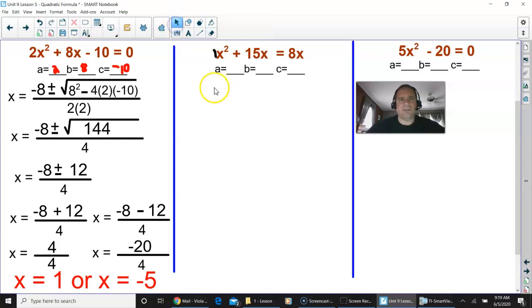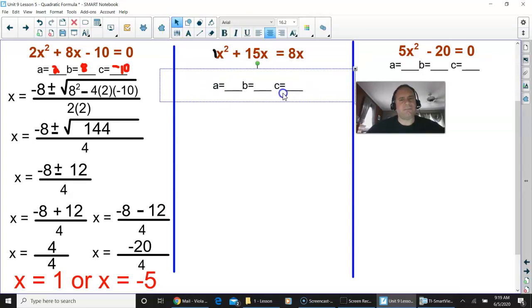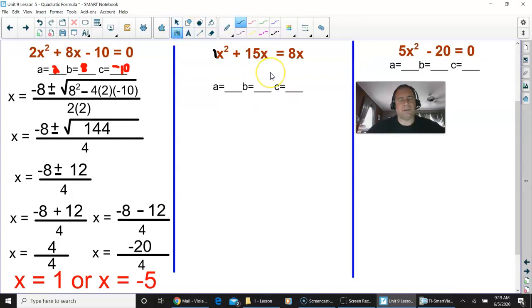So I'm going to move this down a little bit. And I would suggest really writing this on loose leaf, because it's going to be every question. I would have to get this equal to 0 and transfer that 8 over. You see, I was putting down the A, B, and C, and that's not correct. You have x squared, and you have 15x minus 8x, so it's a plus 7x, and all of that equals 0.